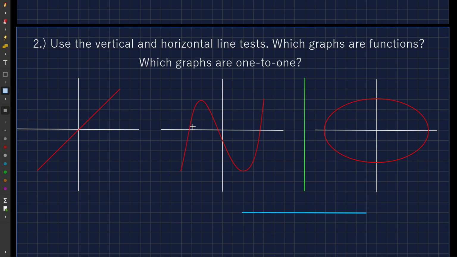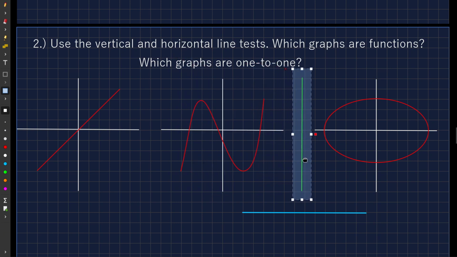So for problem 2, we're asked to use the vertical and horizontal line tests to determine which of these graphs are functions and which graphs are one-to-one. So first, let's start by using the vertical line test. If I drag this green line across the linear graph here, we can see that no matter where I drag it along the x-axis, it always intersects the graph at one point. Likewise, if I drag this line across the sideways S-curve, we can see that it too intersects the green line at only one point.